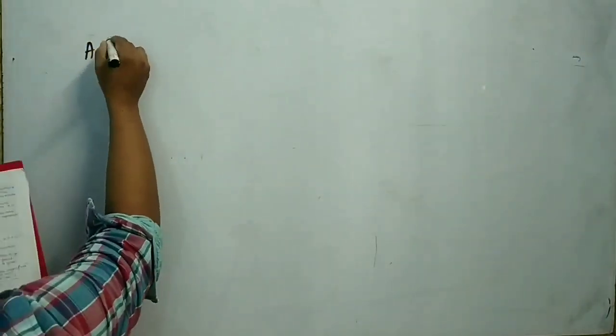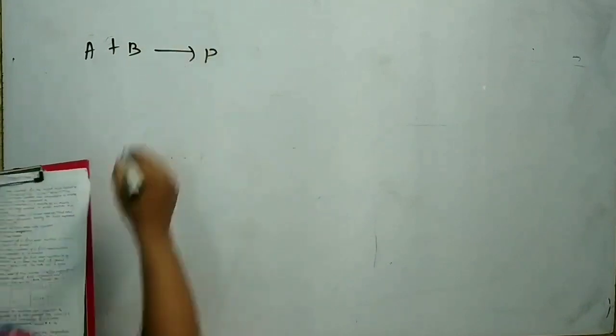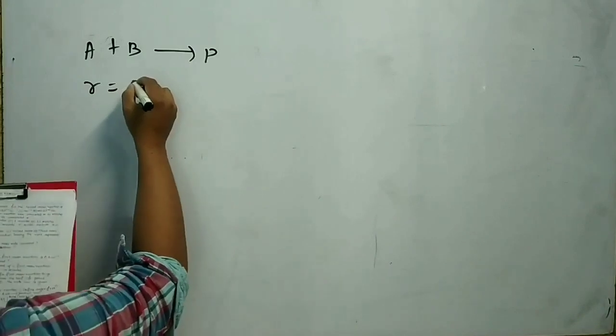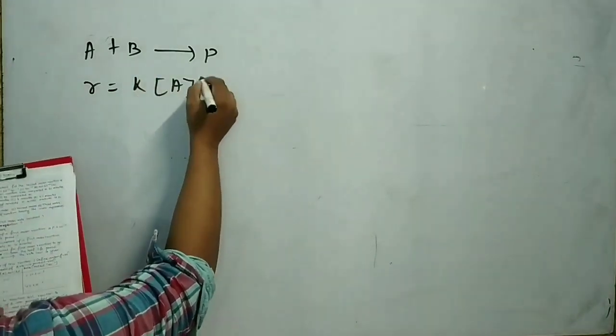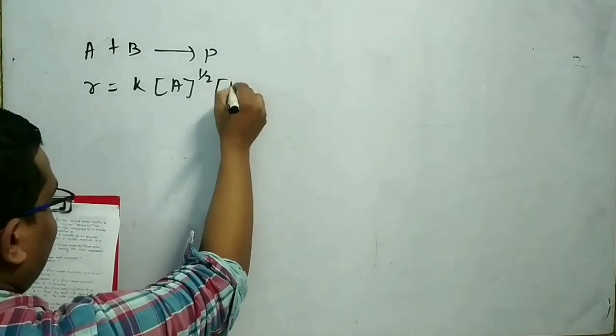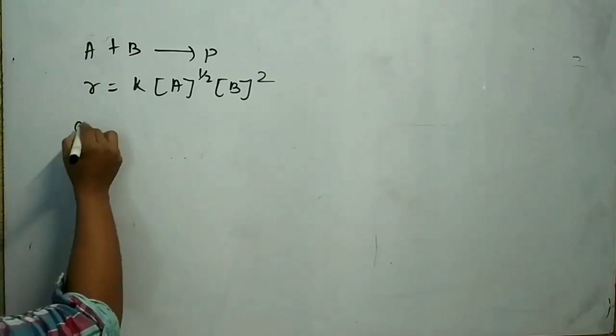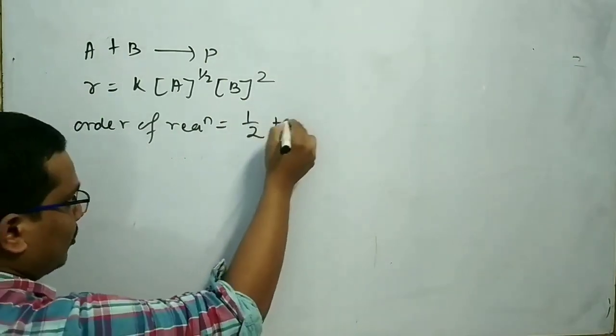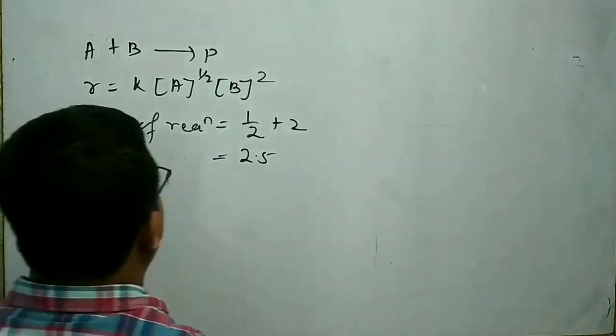Next question is for a reaction. A reaction is given: A plus B gives C product. The rate law is given. That means R is equal to K into concentration of A power 1 by 2 into concentration of B power 2. This expression is written for the rate constant according to the rate law. Then what is the order of this reaction? Order of reaction means 1 by 2 plus 2, that is 2.5.